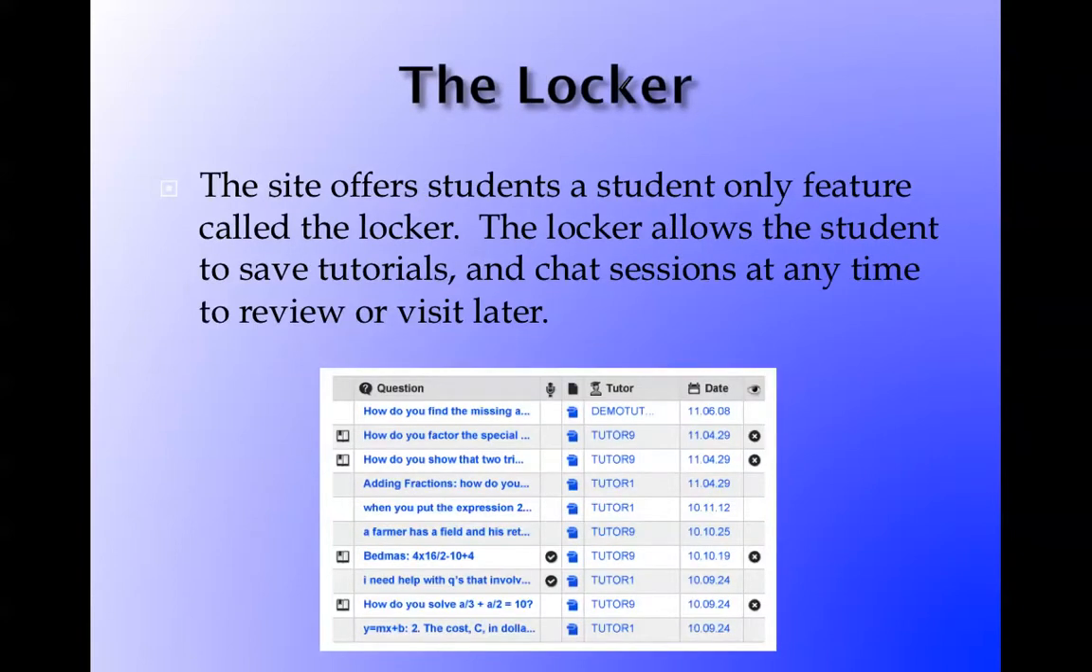By far, one of the greatest features of the site is the quote-unquote locker. The locker allows students to save tutorials and chat sessions at any time to review or visit later on. This feature reinforces concepts already learned and helps students be successful later on during mathematics. By allowing students the ability to review concepts that are fundamental and that act as building blocks, so to speak, for bigger and more elaborate mathematical concepts, students have a greater chance of being successful in mathematics.